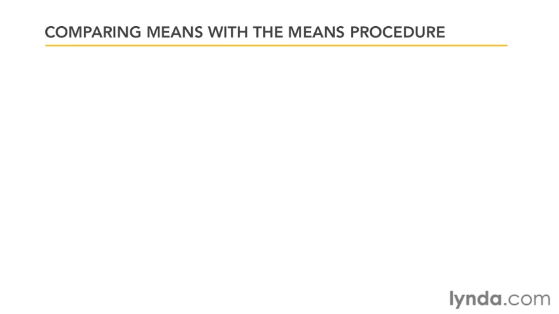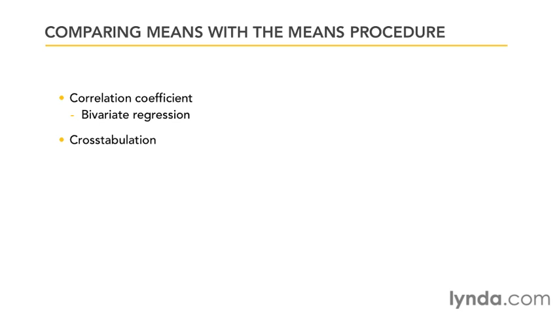In the last few movies, we've discussed a few different ways to look at the association between pairs of variables. We looked at the correlation coefficient, which is an excellent general purpose tool, and we looked at bivariate regression, which works really well when your outcome variable is a scale variable. We also looked at cross-tabulations for when you have two categorical variables, but another very common situation is when you want to compare the means of two or more groups, or one group at more than one point in time.